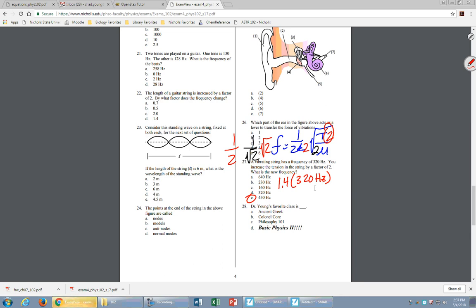It's a good question. I mean, you will see one similar to this. 1 over 2L square root of T over mu. Like, what if I said that I decrease L by a factor of 4? That means I would increase the frequency by a factor of 4. Just want you to look at, are they inversely or directly proportional, and how are they related? Is it a linear relationship or this square root relationship?